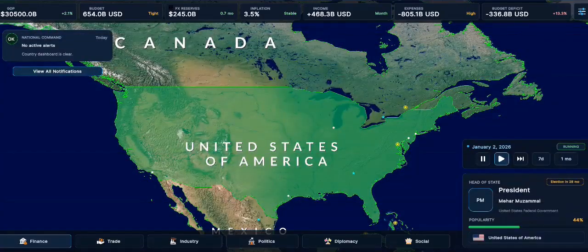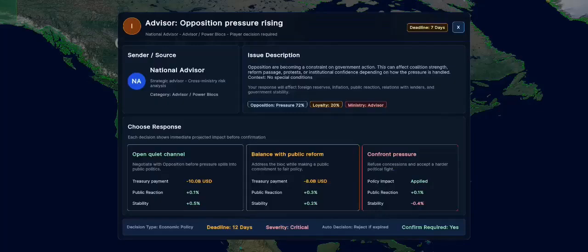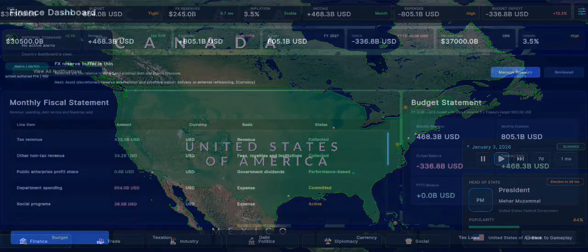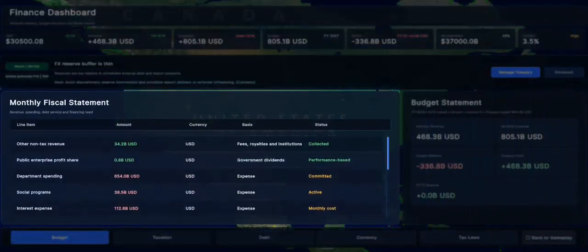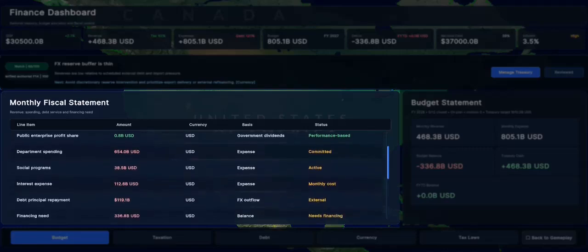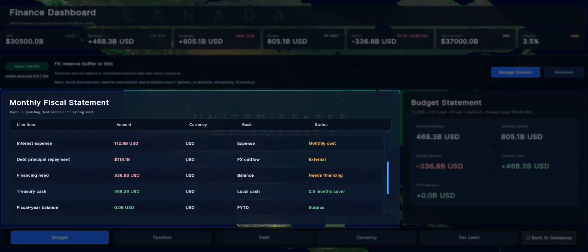But numbers do not stand still. Markets react, political pressure grows, and every decision creates consequences. Finance is the foundation of every government. Examine monthly revenue, government spending, social program costs, interest payments, and the financing needed to keep the country running.